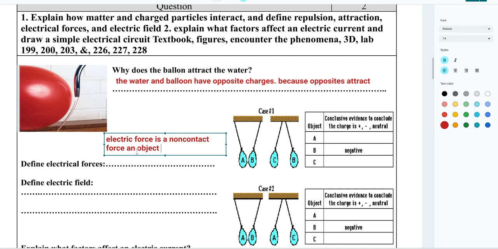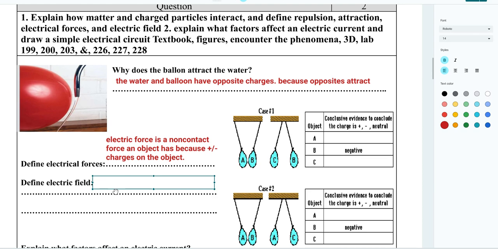An object has positive or negative charges on the object. And we know these forces can be repulsive, or pushing force, or attractive, which is the pulling force. An electric field is an area around a charged object that can apply a force on another object.